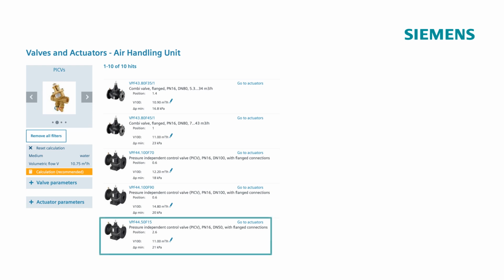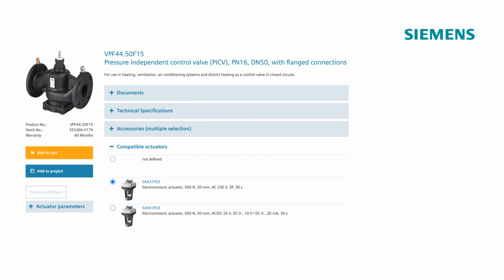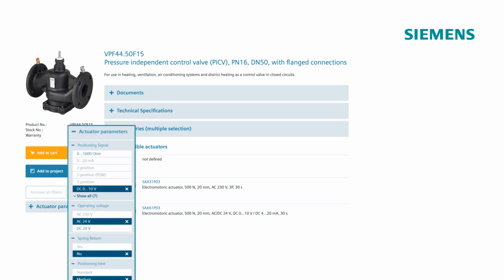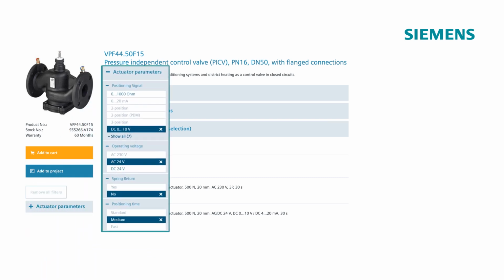We select the valve VPF 44.50F15 with linear characteristic. This is because a PICV should be selected at 80% or less of its maximum volumetric flow. Now, select the appropriate actuator for this valve. Here, a select list of suitable actuators is also provided. Now the desired parameters for the actuator must be provided, such as positioning signal, 0 to 10 volt. Operating voltage, 24 volts. Positioning time, medium, that means 30 seconds. And so on.